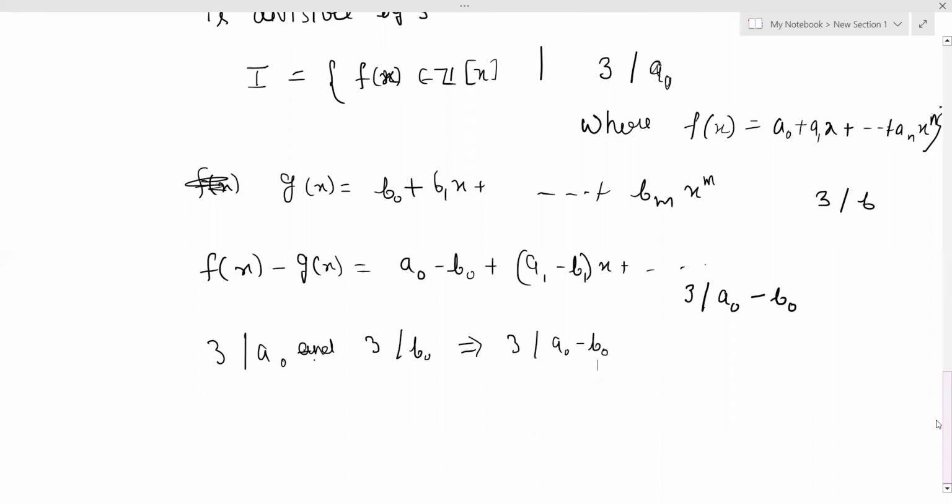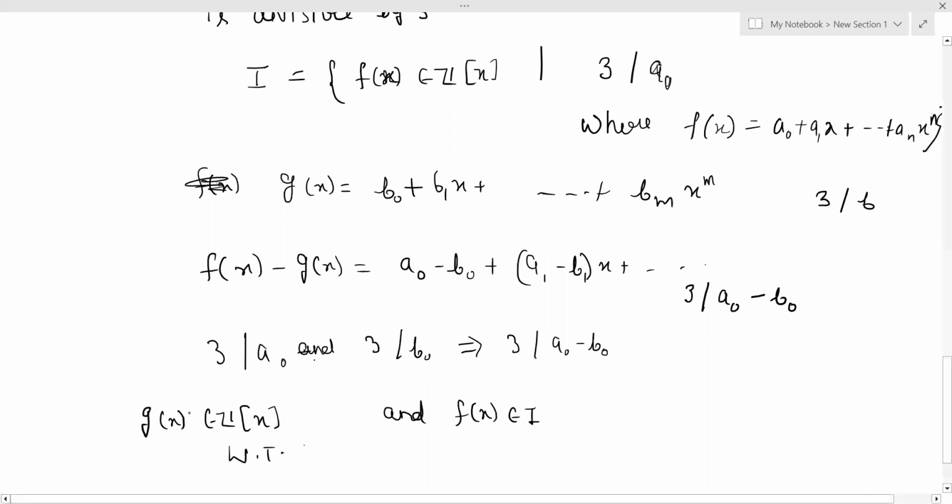If 3 divides a naught, then 3 divides any multiple of a naught, integer multiple of a naught. Correct. So you choose any polynomial g(x) belonging to Z[x]. Now g(x) is in Z[x] and f(x) is this polynomial in I. We have to show that f(x) times g(x) is in I, right?